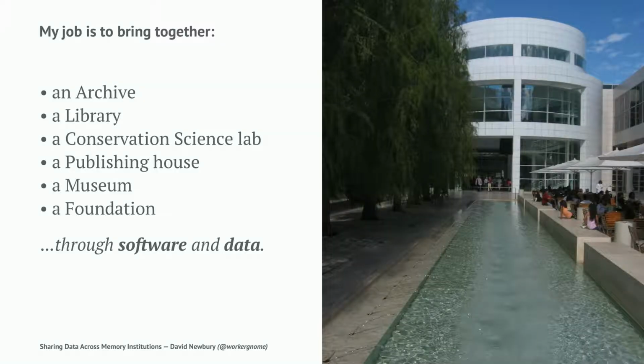So I'm the Enterprise Software Architect at the J. Paul Getty Trust. What that means is that my role is to take the various parts of the Getty, which is an archive and a library, a conservation science lab, a publishing house, a museum, a foundation, and say, how can I take all of these different things that we do and combine them together and say, what can we do to make all of this information available using the tools that I have, which are software and data.